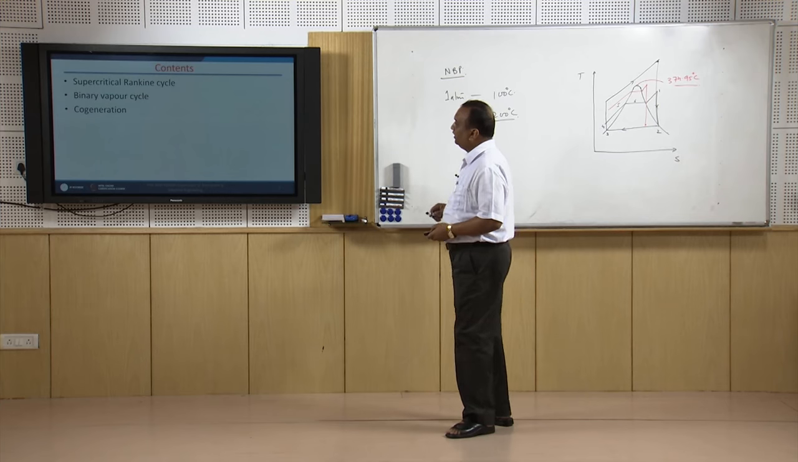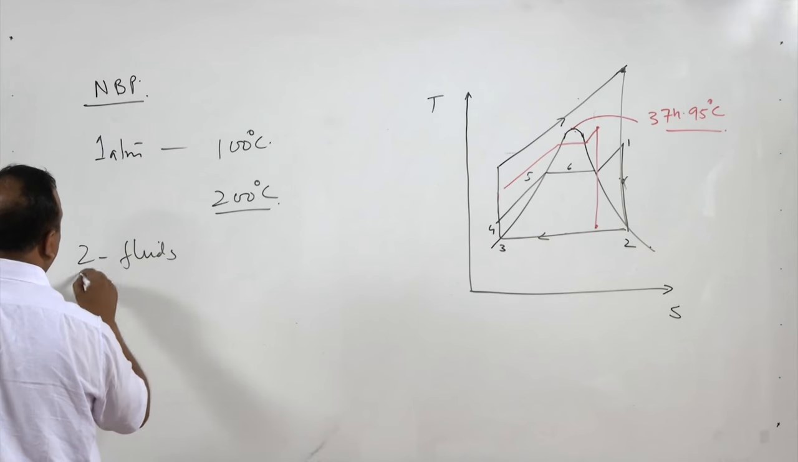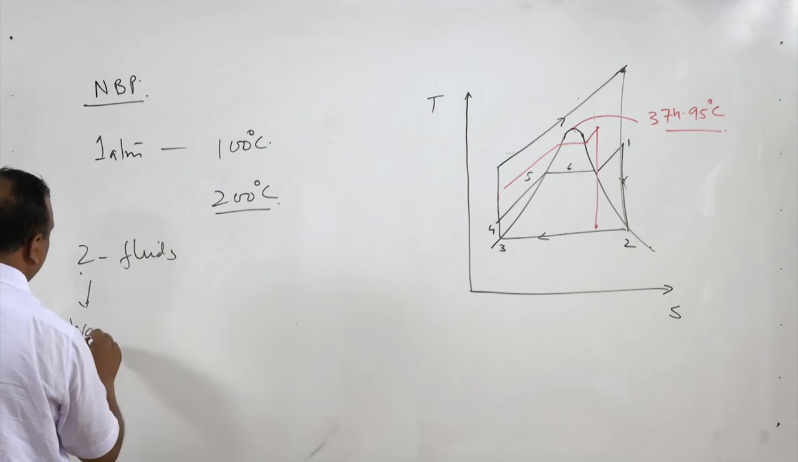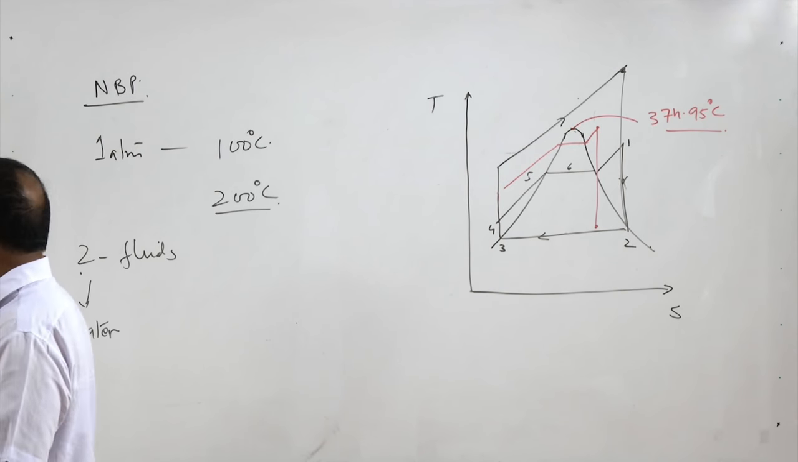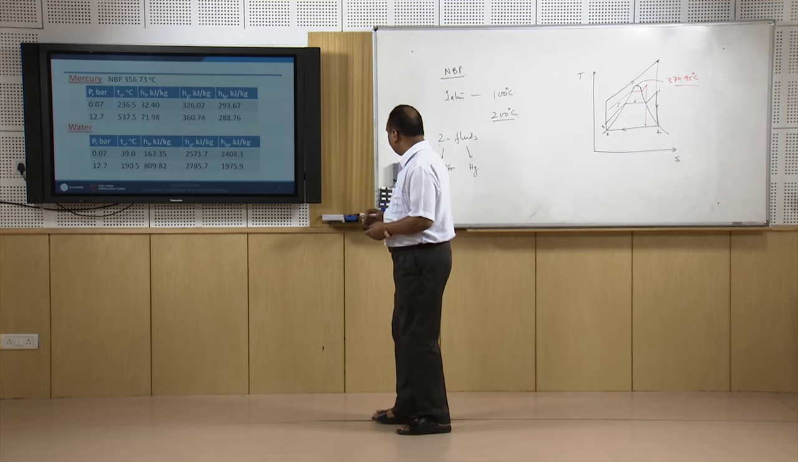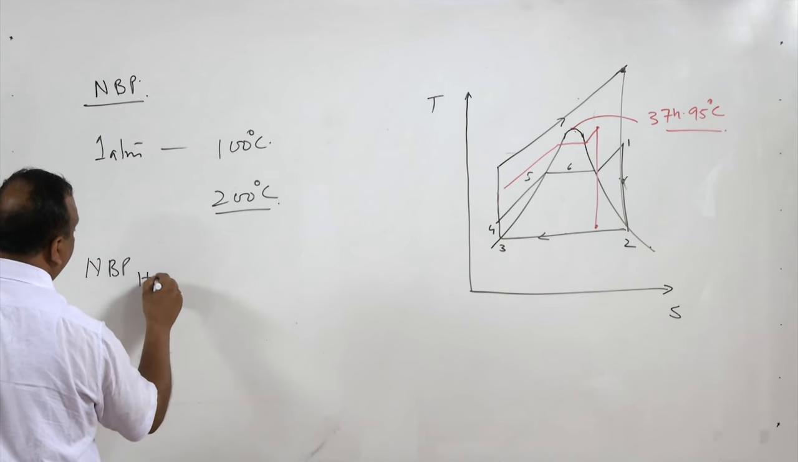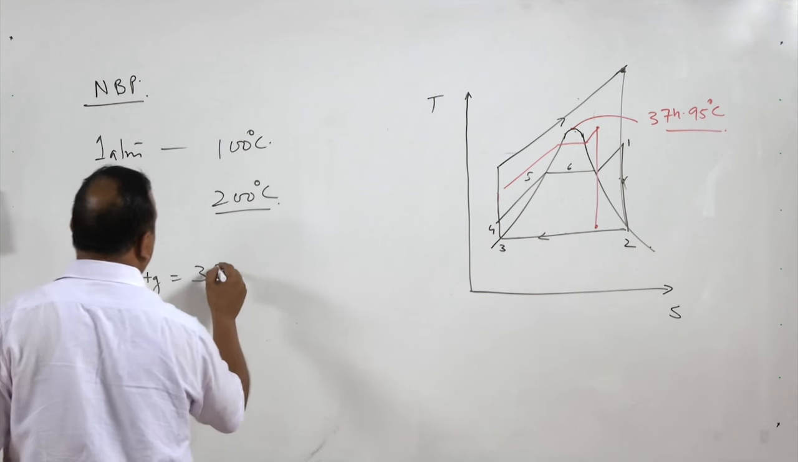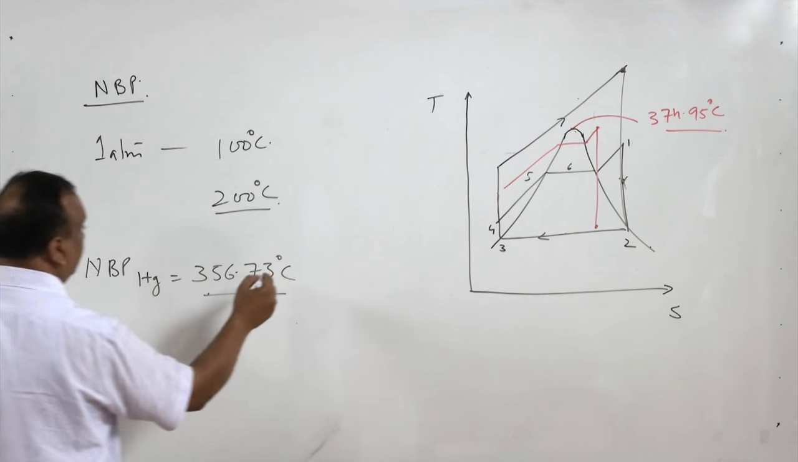In the case of the binary vapor cycle, the word binary has come because we are using two fluids. One fluid is water, and the other can be one of several options, but the one normally used in practice is mercury. I will show you the thermophysical properties of mercury. The normal boiling point of mercury is 356.73 degrees centigrade.